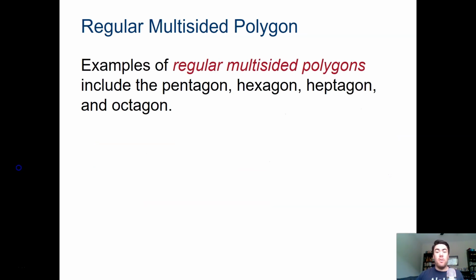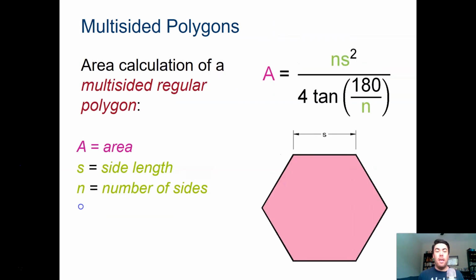Examples of regular multi-sided polygons include the pentagon, hexagon, heptagon, and octagon. The area of a multi-sided regular polygon is found by multiplying the number of sides times the side length squared, divided by 4 times the tangent of 180 divided by the number of sides.